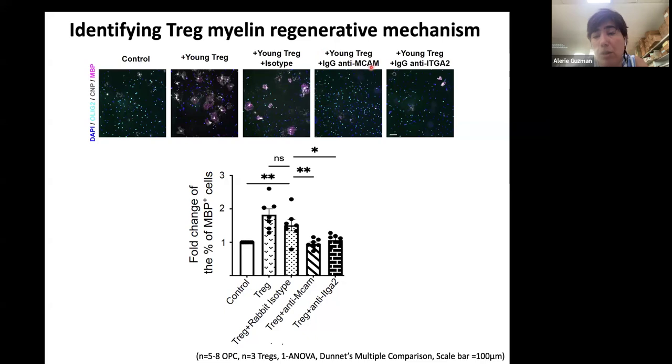But when we blocked 2 molecules, MCAM, which stands for melanoma cell adhesion molecule, or ITGA2, which is integrin alpha-2, we lost this pro-differentiation effect. When these 2 molecules were blocked in Tregs, they were not able to contact OPCs through whatever receptor they contact, which we have identified. OPCs could not have that accelerated differentiation into oligodendrocytes, suggesting that these 2 were potential mechanisms by which Tregs enhance OPC differentiation into myelin-forming oligodendrocytes that were lost with aging.